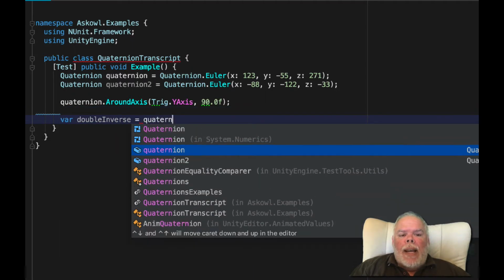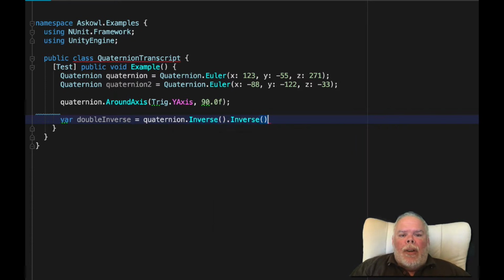Inverse reverses the rotation component of a quaternion. It uses the built-in inverse but allows for chaining. This example returns the original quaternion.